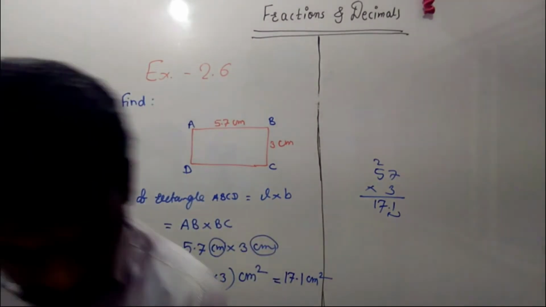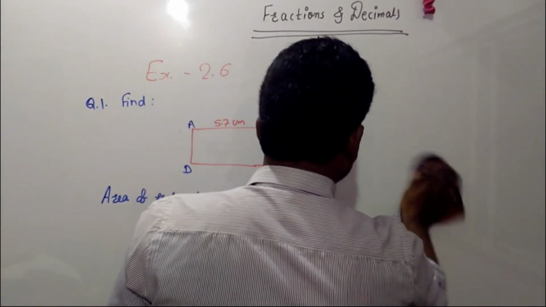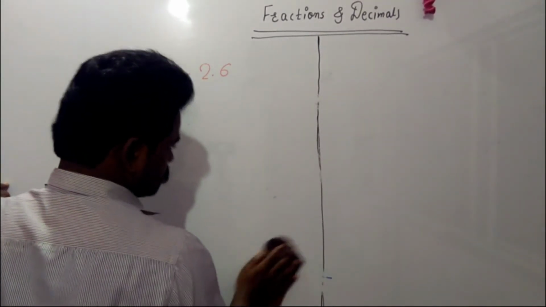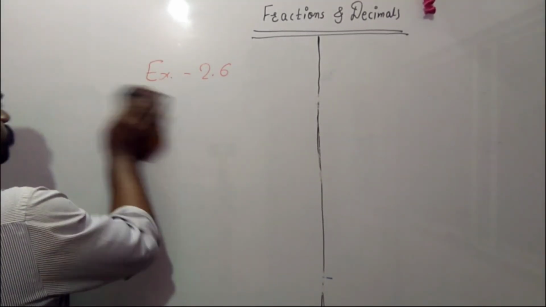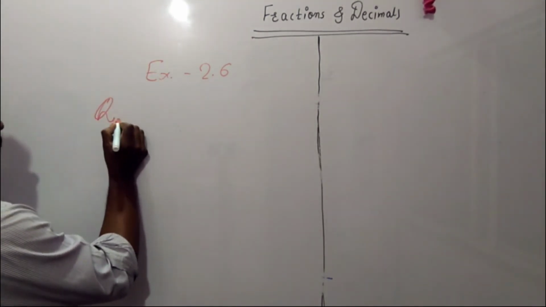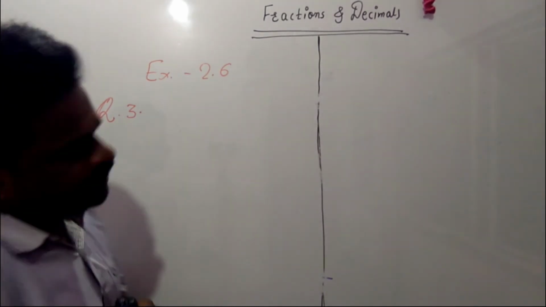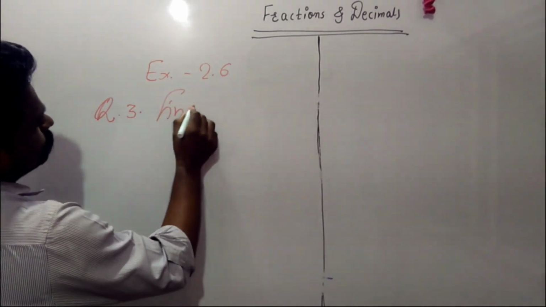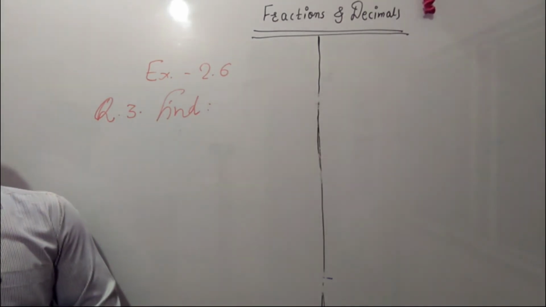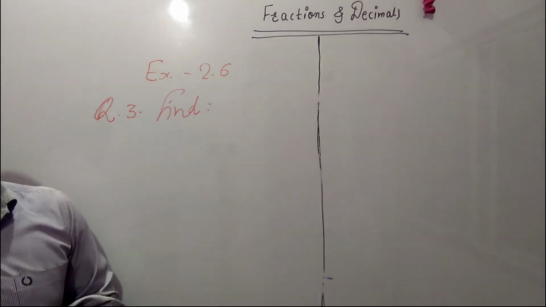Now see the next one. Question number 3 is there. Now what is question number 3? It is find. We need to do multiplication. I'll take only 4 questions.